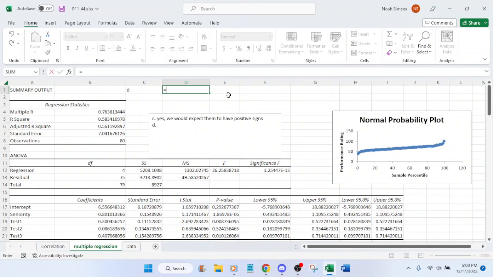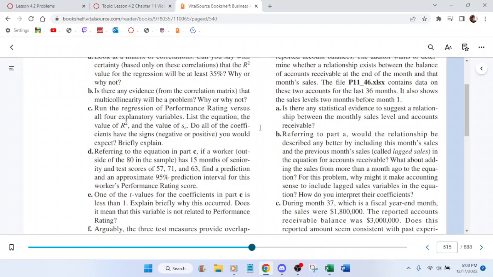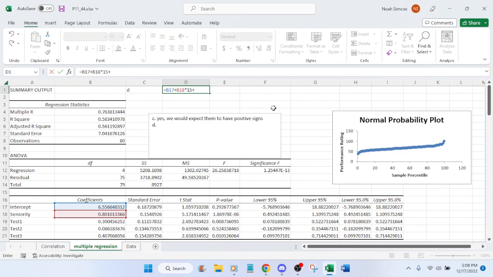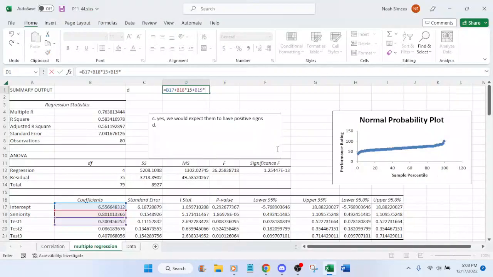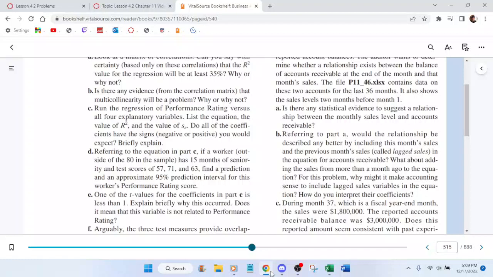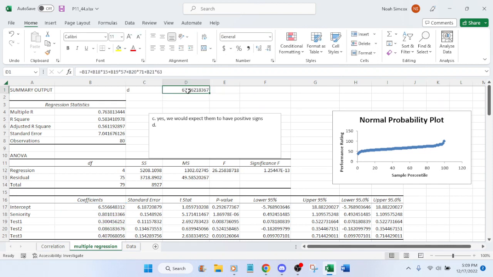So it equals the coefficient plus this times seniority of 15 months, plus test 1 times 57, plus this times 71, plus this times 63. So, what is this, performance rating?